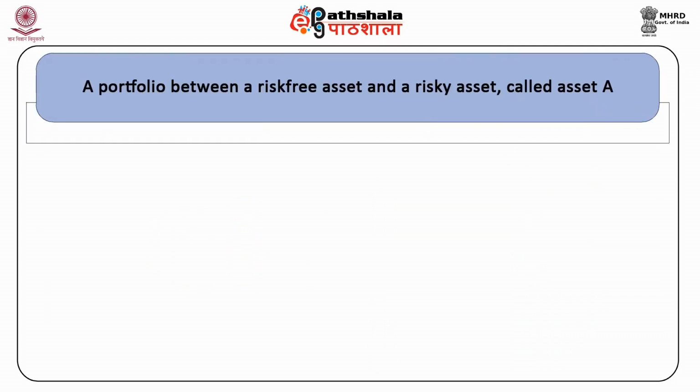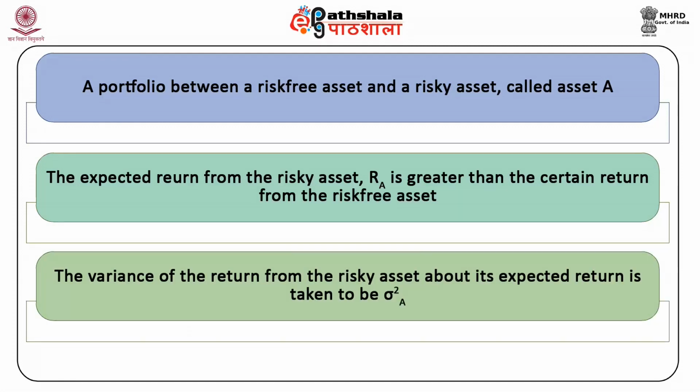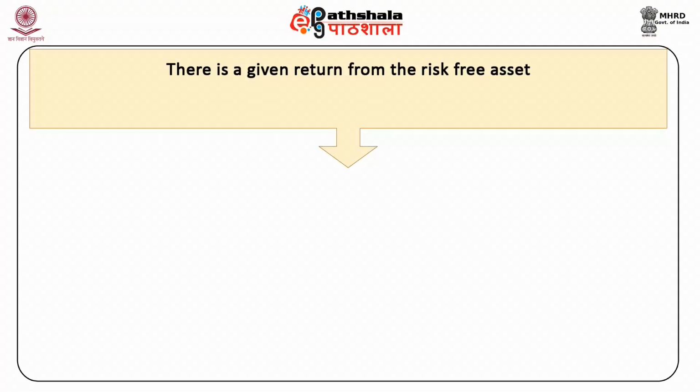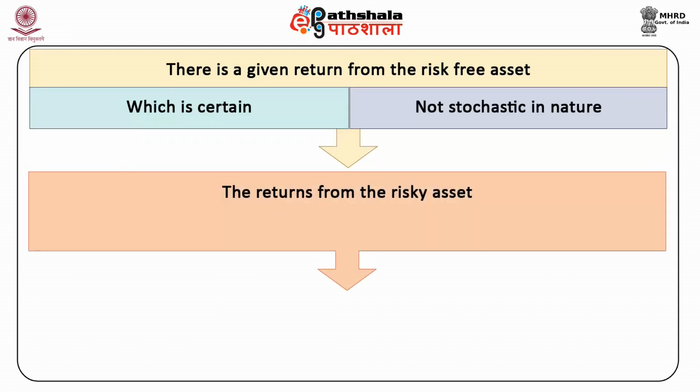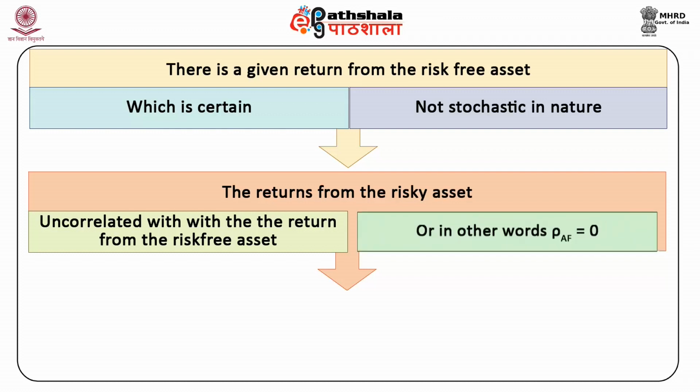Now consider a portfolio between a risk-free asset and a risky asset called asset A, where the expected return from the risky asset RA is greater than the certain return from the risk-free asset, which is taken to be RF. The variance of the return from the risky asset about its expected return is taken to be sigma square A. However, inasmuch as there is a given return from the risk-free asset, which is certain and not stochastic in nature, the returns from the risky asset are uncorrelated with the return from the risk-free asset, or in other words, rho AF is equal to 0.